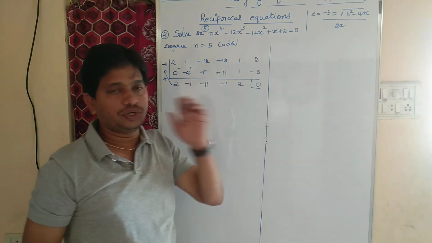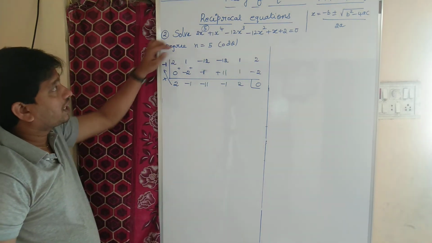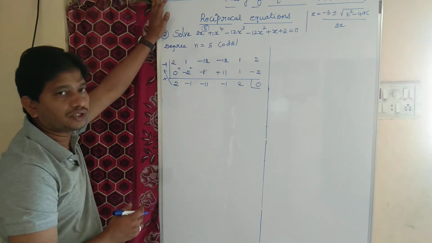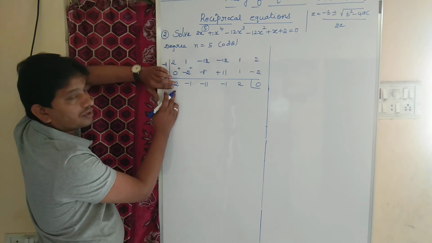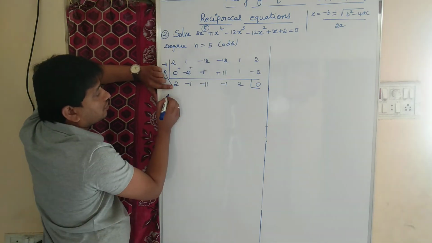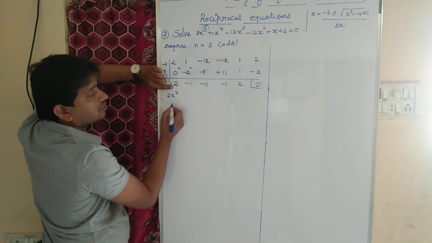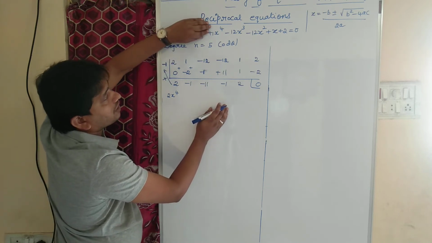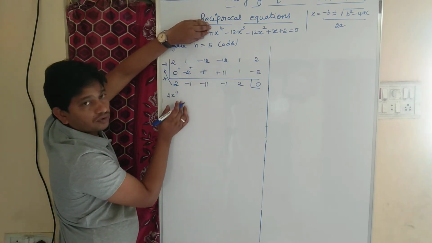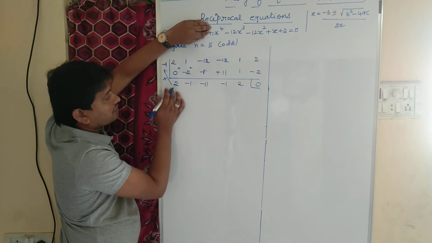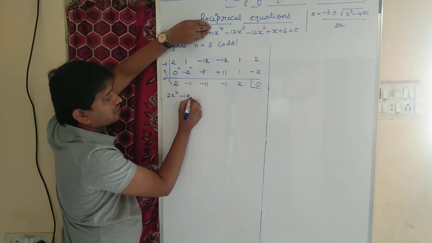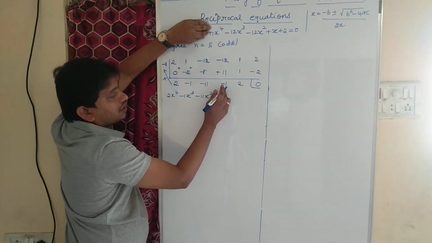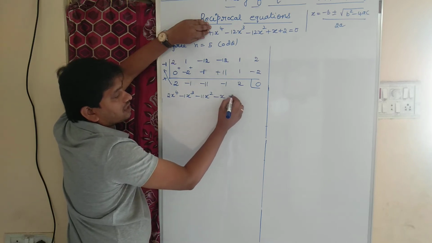Okay, one term we got reduced, right? Before we had 2x to the power of 5. Now one term got reduced and this 2 will become the coefficient of x to the power of 4. Children, are you understanding? We reduced one term. There is no x to the power of 5 term now. It will start from x to the power of 4, coefficient 2. This minus 1 is the coefficient of x cube, this minus 11 is the coefficient of x square, this minus 1 is the coefficient of x, and this will be the constant.